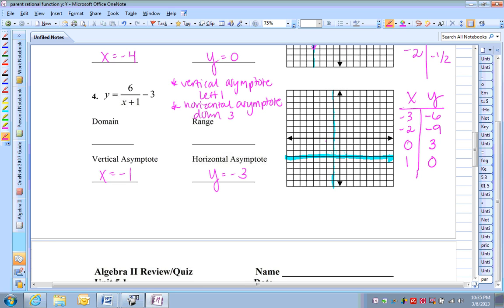So when I plot those points, I plot negative 3, negative 6, and then negative 2, negative 9. And that's right off of my graph. And then when I plot 0, 3, and then 1, 0. And then I'm going to go ahead and sketch this graph as it approaches the horizontal asymptote and vertical asymptote.